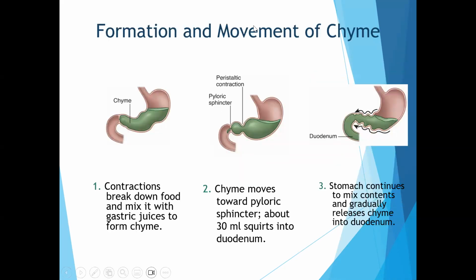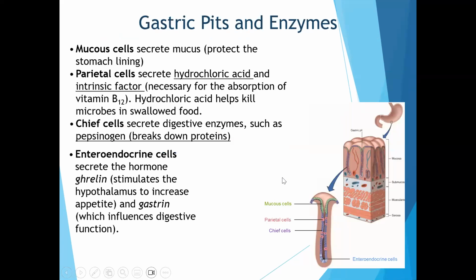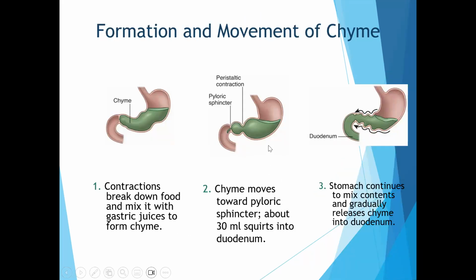Oh, I forgot. We're going to go through the step-by-step here again. So contractions: the stomach contracts and churns to break down our food, mix it with the gastric juices, then chyme is formed. Our pyloric sphincter is going to stay closed while the chyme is forming, and when it is ready and the small intestine has space, it is going to open up. The stomach is going to continue to mix its contents and gradually release chyme into the top portion of the small intestine. You don't need to know this 30 milliliter number.